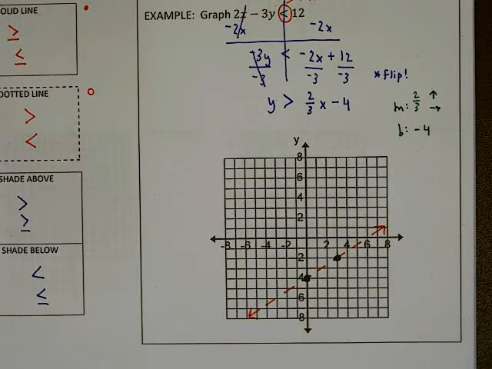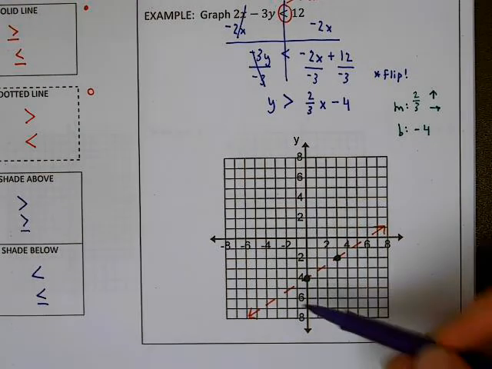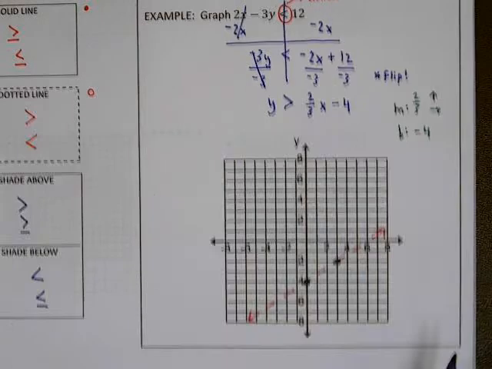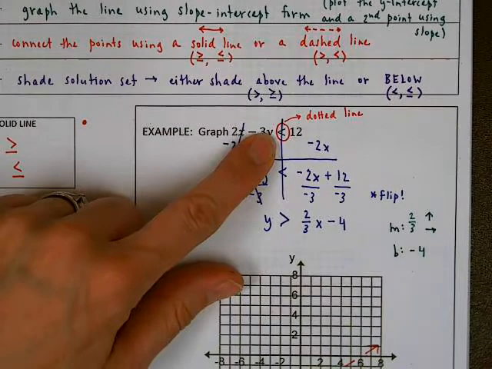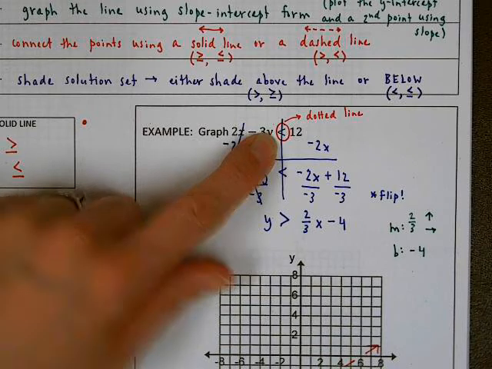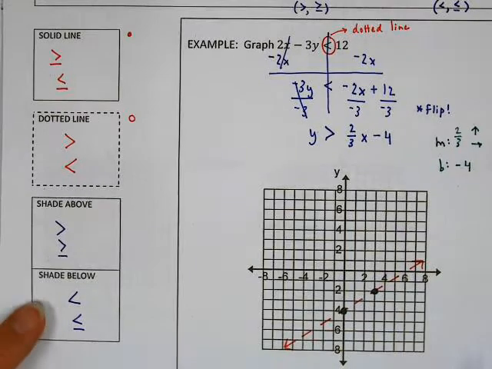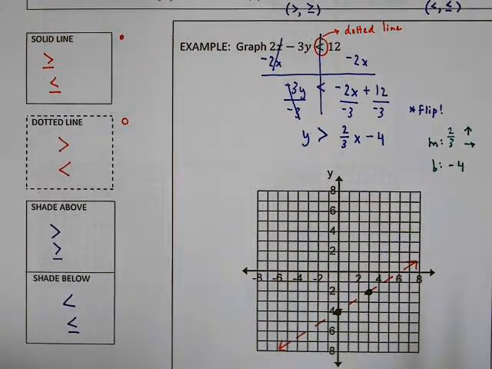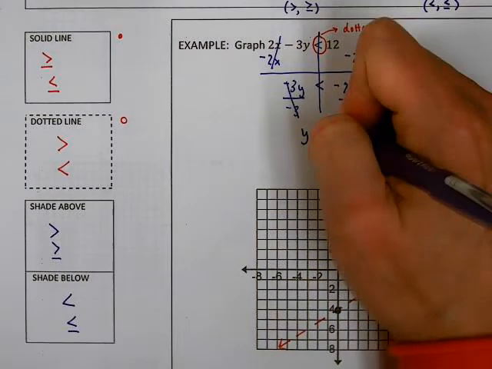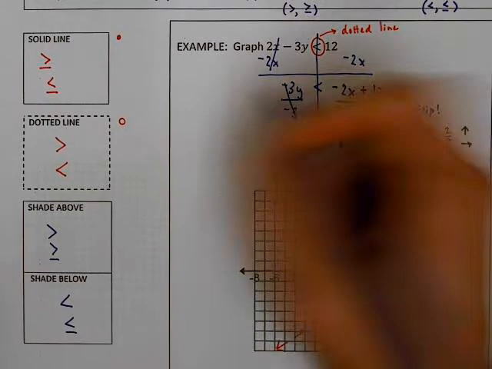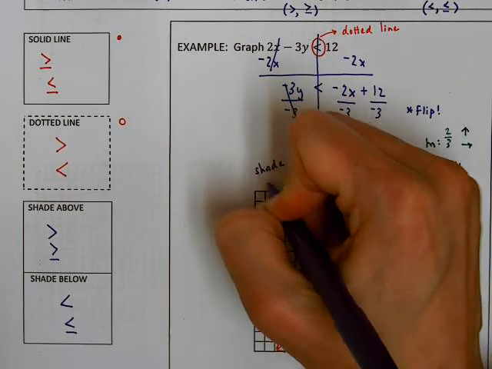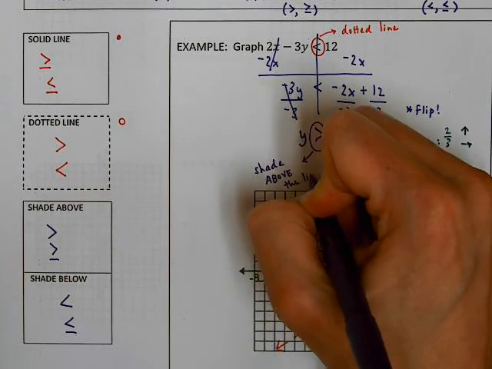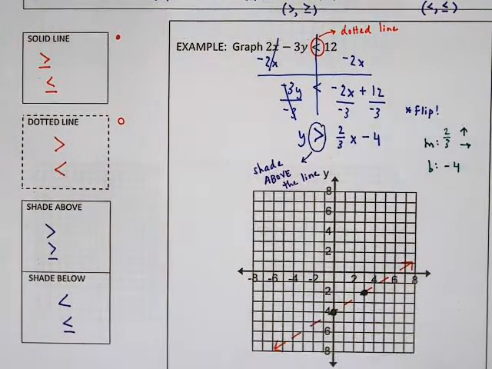All right, now I know that either the points below this are going to be solutions or the points above are going to be solutions. So now I have to decide, since I have a less than symbol, that means I'm going to shade below. Oh, I'm sorry. I need to look down here. I'm looking at this symbol and it's a greater than symbol. That tells me that I'm going to shade above the line. I have to look at the form where y was isolated. So I'm going to shade above.